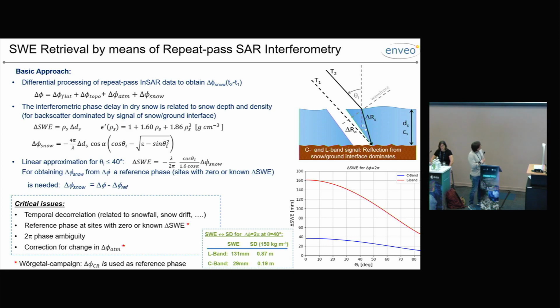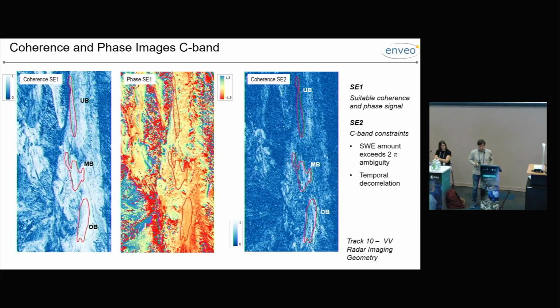Then the 2-pi phase ambiguity might be a problem. And what we also think about for a larger scale, when we look at satellites, is that the atmospheric correction is a critical issue, because especially at C-band, when we're looking at small changes in the phase, the atmosphere in mountain terrain can have an impact. Now I show here the coherence and phase images at C-band.